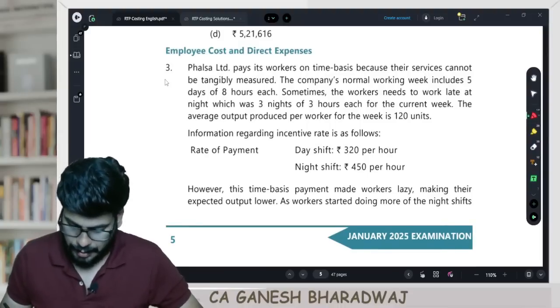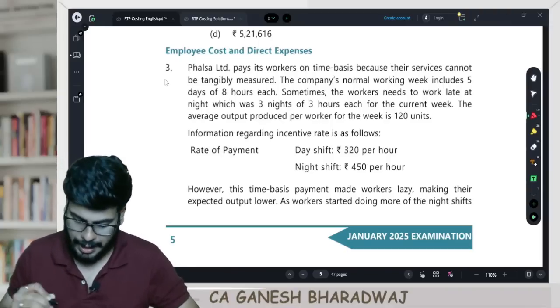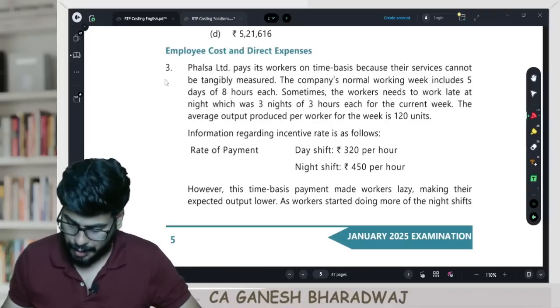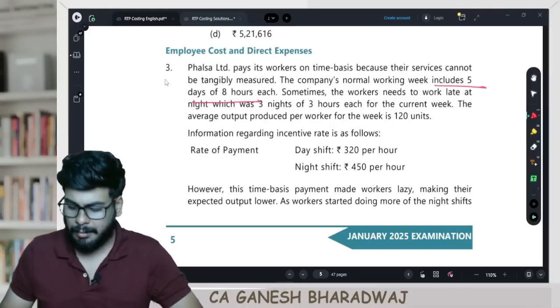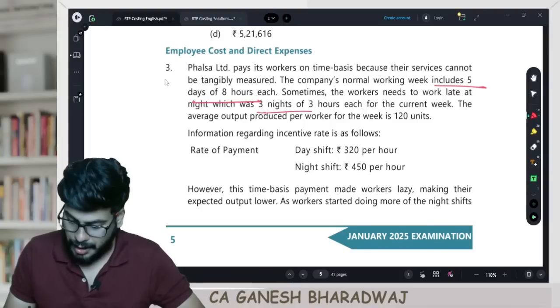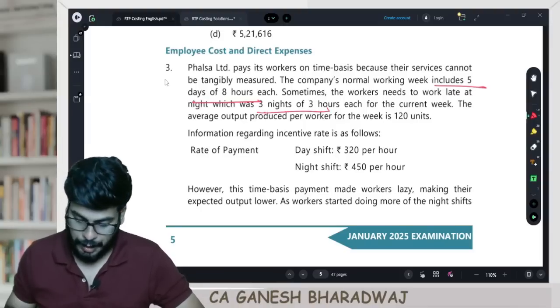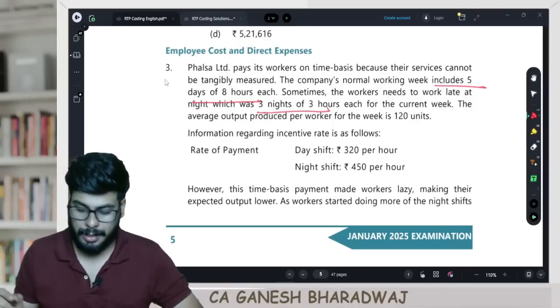Harsha Limited pays its workers on a time basis because their services cannot be tangibly measured. The company's normal working week includes 5 days of 8 hours each. Sometimes the workers need to work late at night, which was 3 nights of 3 hours each for the current week, and the average output produced per worker the week is 120 units.